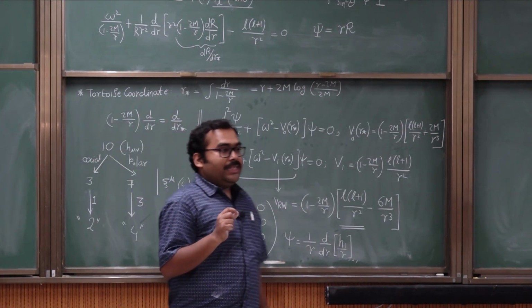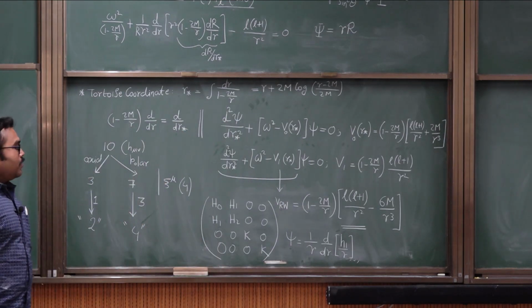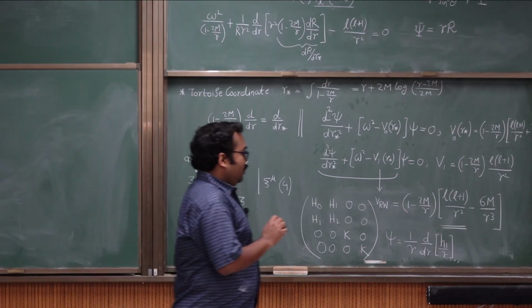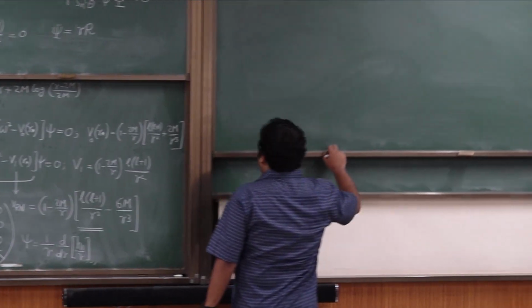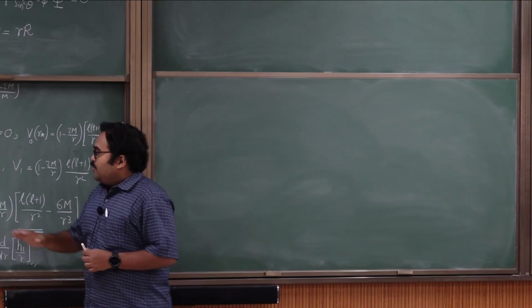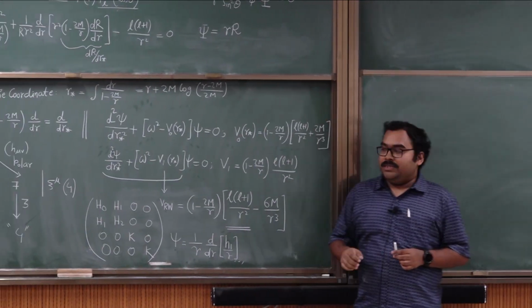Zerilli, Z-E-R-I-L-L-I. Okay. So this is Regge-Wheeler, that is Zerilli. Fine, everyone? Now let me go to the next step, which is finding out the QNMs and why they are complex. So the point is to solve this differential equation that we have over here.